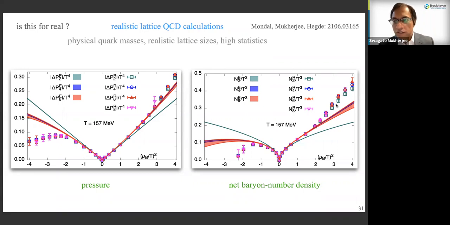These open symbols are the resummed version, at second order, fourth order, sixth order, even up to eighth order. Here you can see that in the resummed version, unlike the jump from second to fourth order, the convergence is very decent. And up to a certain point, around mu b squared of say 2.5, it agrees with the Taylor expansion.